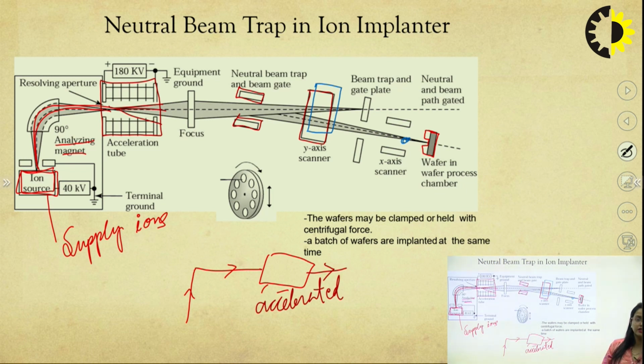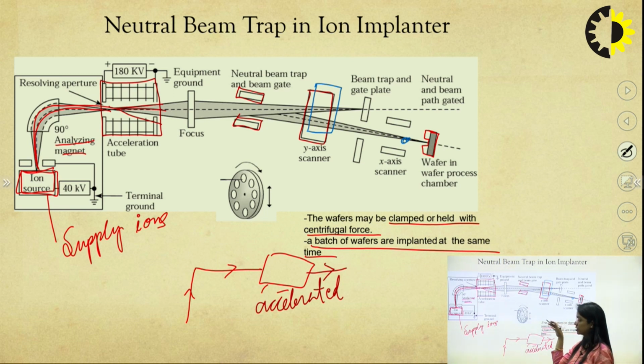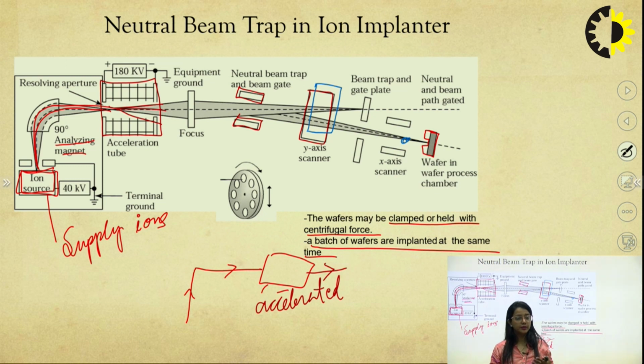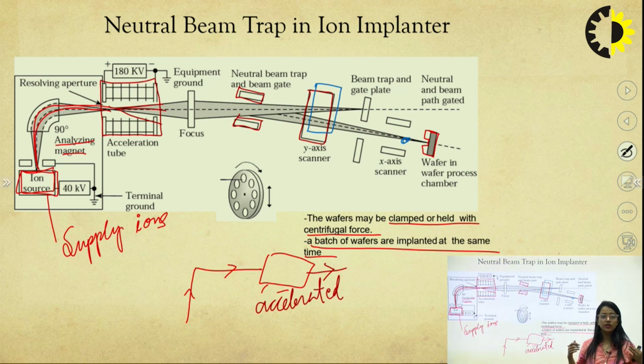So there is neutral and beam path gated, and the wafer is placed at the end of the chamber. The wafer may be clamped and held with centrifugal force. A batch of wafers are implanted at the same time. We also see that here in ion implantation, it is a big and specific setup. So in this setup, what we are actually trying to do is to add dopant at a particular place with a particular junction depth. So it is altogether a very dedicated setup which is only used to add dopants.